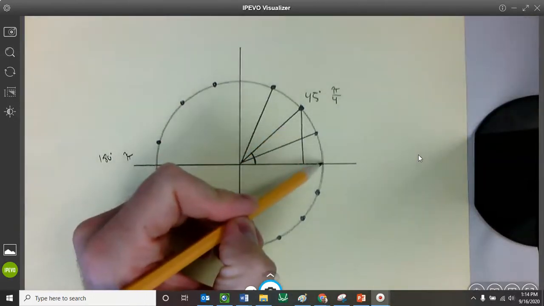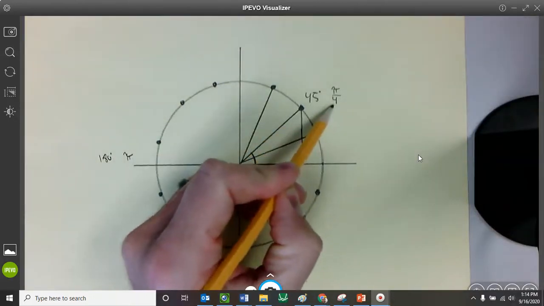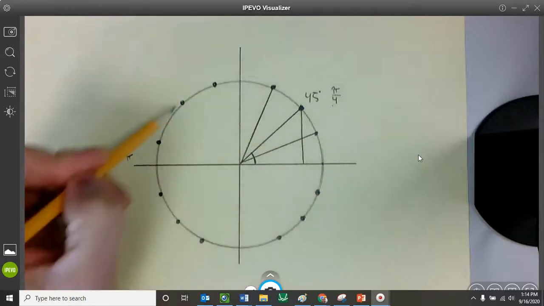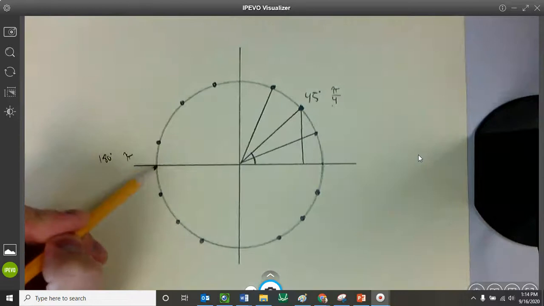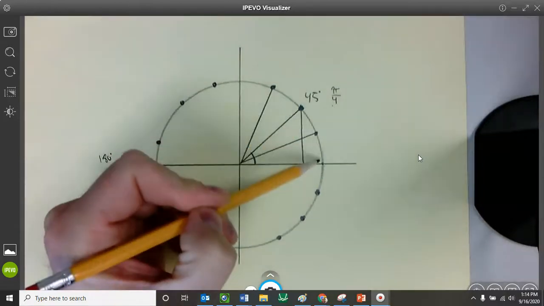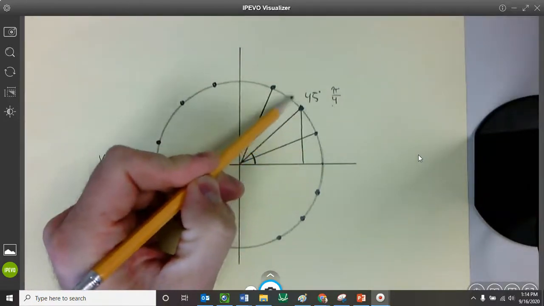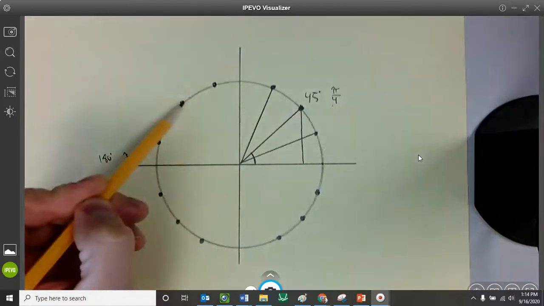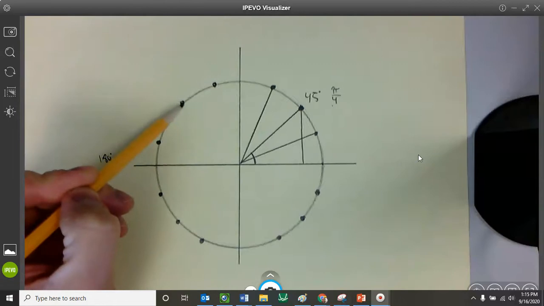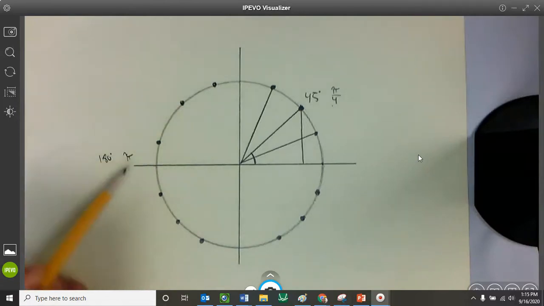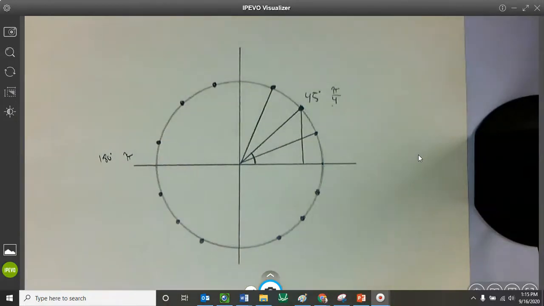I'm asking you, how many pi's over 4 would it take to go from here to here? Okay, so 45 degrees, that's 1 pi over 4, 2 pi over 4, 3 pi over 4, 4 pi over 4. I know this is the one we're actually trying to find, but this question of how many pi's over 4 it takes to get to the other side of the circle, that's big. We're going to use that a bunch.